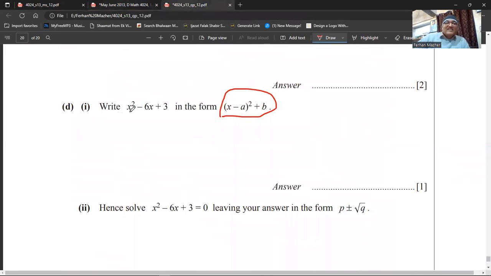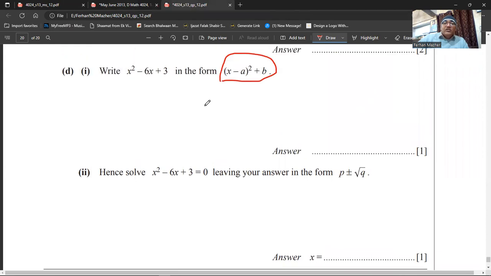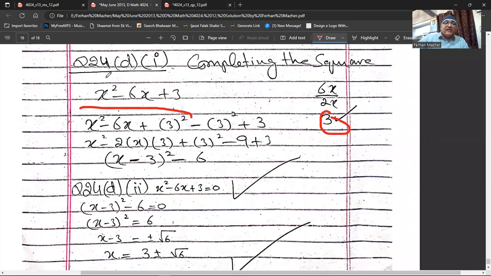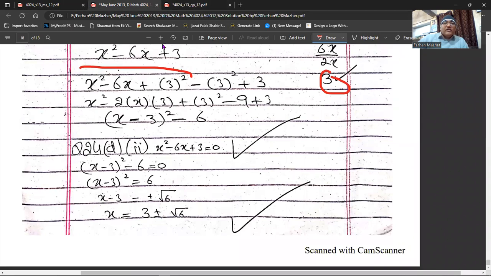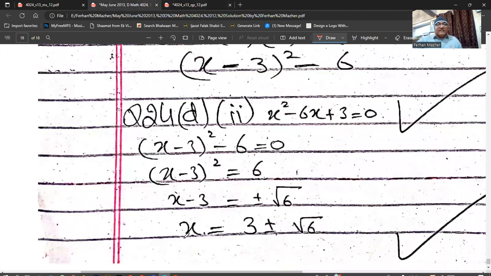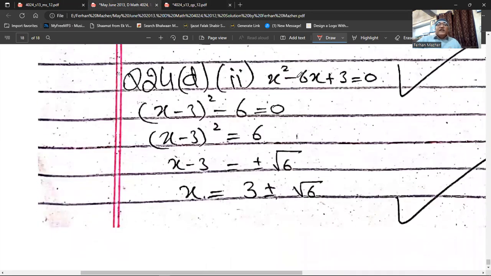Okay, then he says, hence solve x squared minus 6x plus 3 equals to 0, leaving your answer in the form p plus q under root. Okay, so I have already done completing the square of this thing. So I will write that thing here. So here we go. Let me increase the size so you can see that. Okay, so here we will have x squared minus 6x plus 3 equals to 0. I just did completing the square of this thing. So in the place of this thing, I can write x minus 3 whole square minus 6 equals 0.